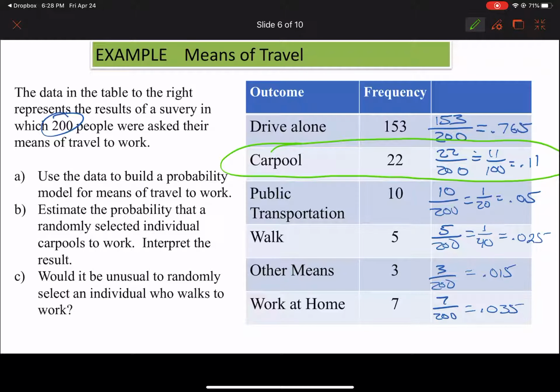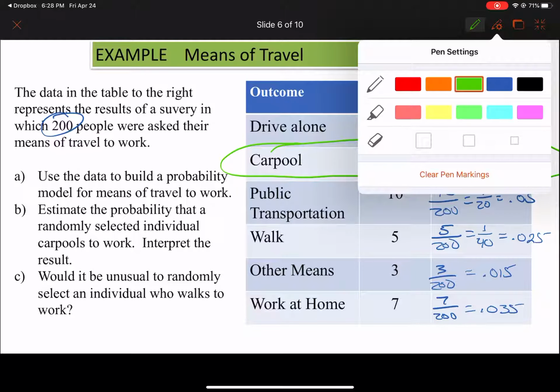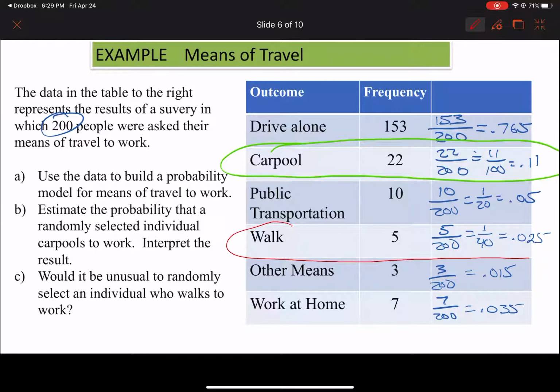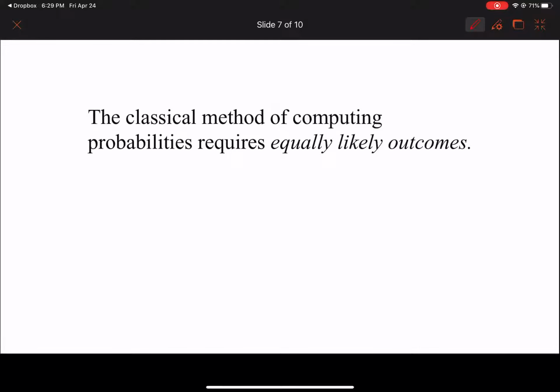All right, so last, would it be unusual to randomly select an individual who walks to work? So let's take a look at the walks part right here. So if I move that decimal over 2 places, I get 2.5%. Because that's less than 5%, yes, it would be unusual to randomly select an individual who walks to work. If you have any questions on that, make sure you send me an email or a message through MyOpenMath. Let's move on.